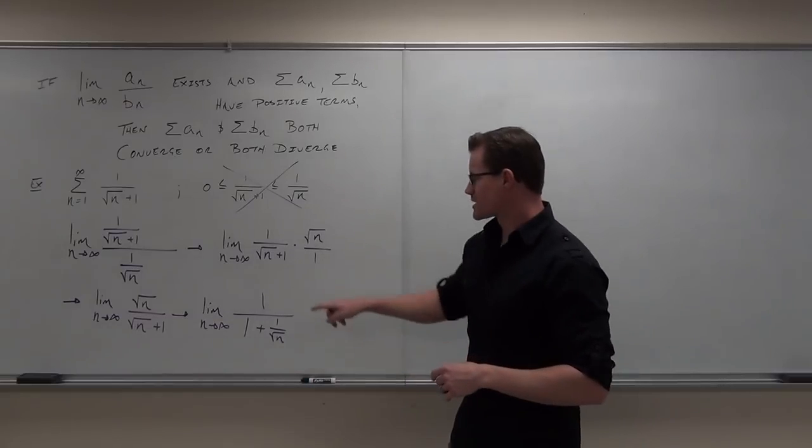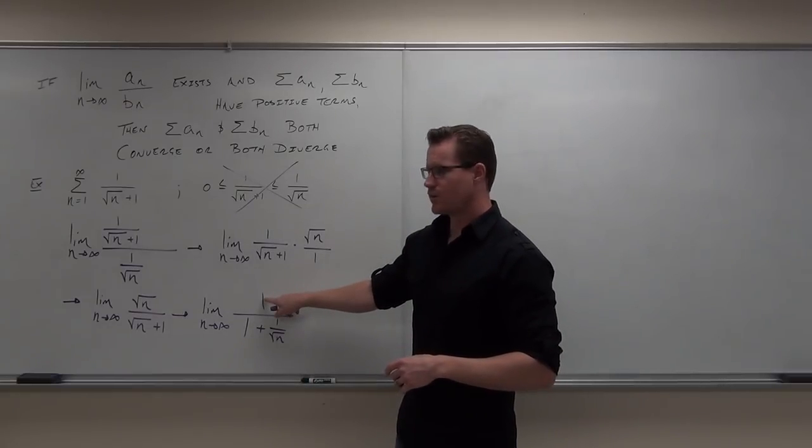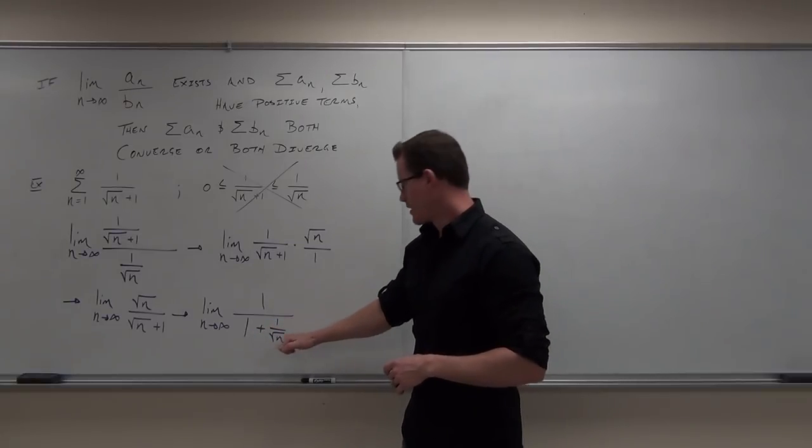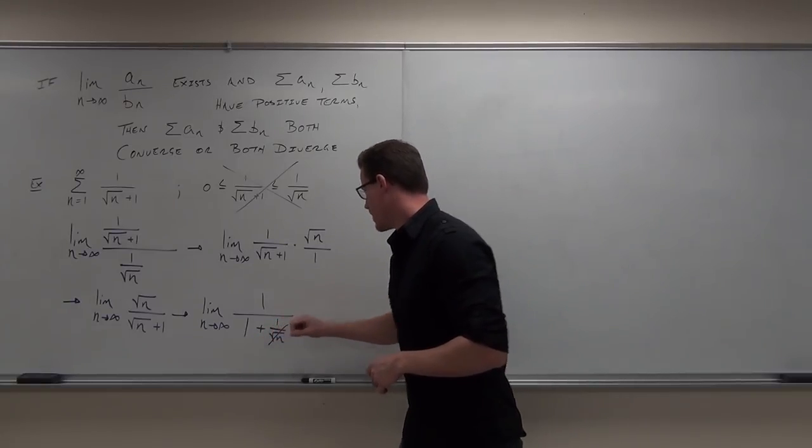So tell me what the limit is. What's the limit of 1? What's the limit of 1 over the square root of n as n approaches infinity? Zero. Bam. How much is this limit?